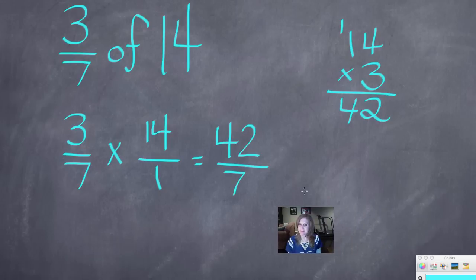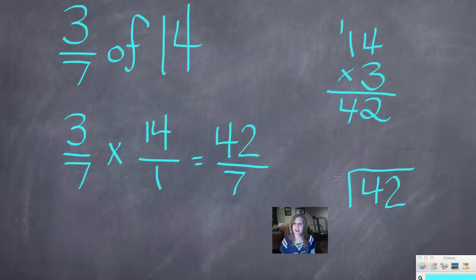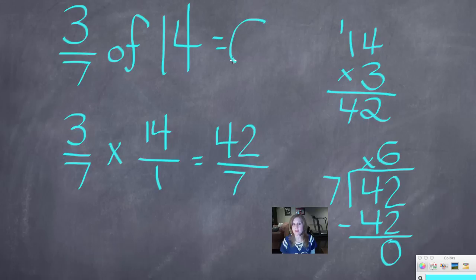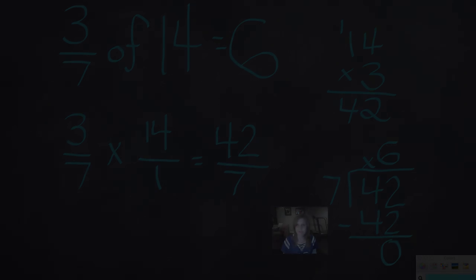So I have an improper fraction. I've got to send 42 to the house, and 7 goes to knock on the door. 7 won't go into 4, but 7 goes into 42 6 times. 7 times 6 is 42. And 42 minus 42 is 0. So 3/7 of 14 is the whole number 6.